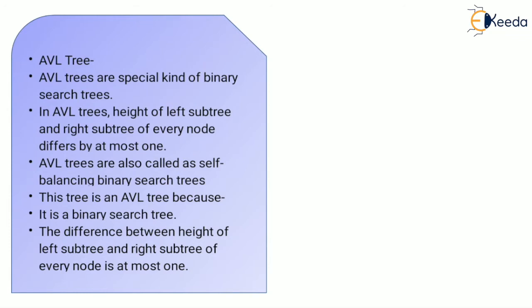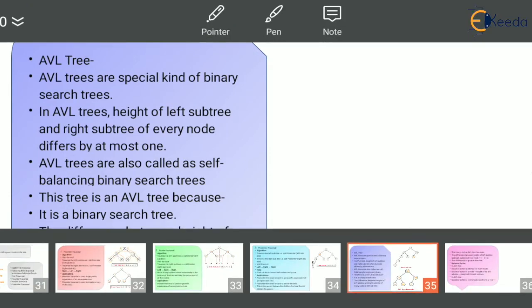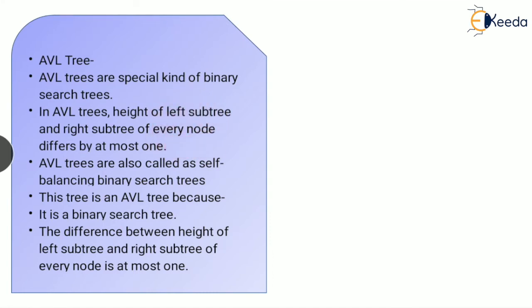In AVL trees, the height of the left subtree and the height of the right subtree of every node differs by at most one. AVL trees are also called self-balancing binary search trees. Now the height of the left subtree and the height of the right subtree differs by at most one. I will explain. This is the only concept of the AVL tree. As we go on understanding the AVL tree, you can understand the meaning of at most one.